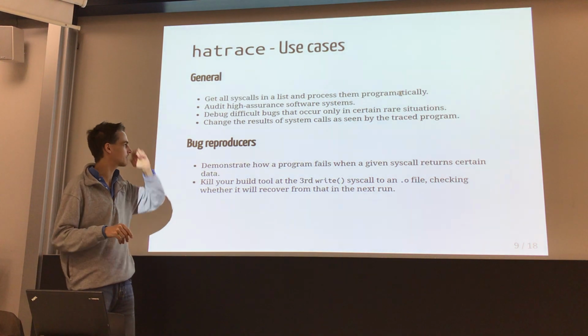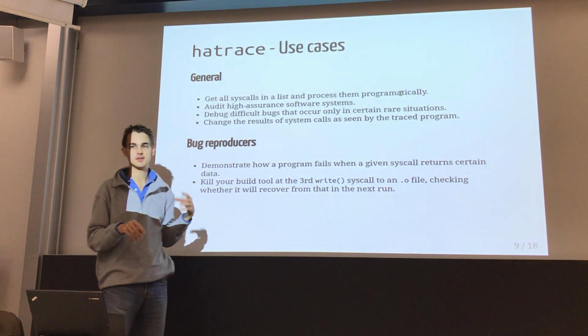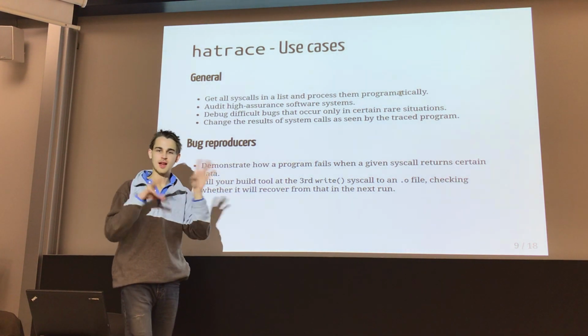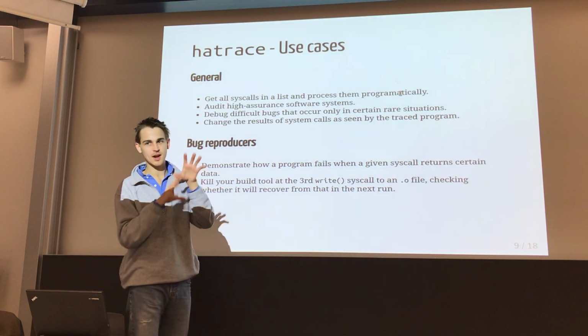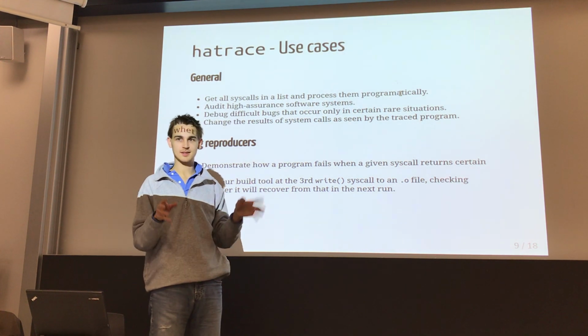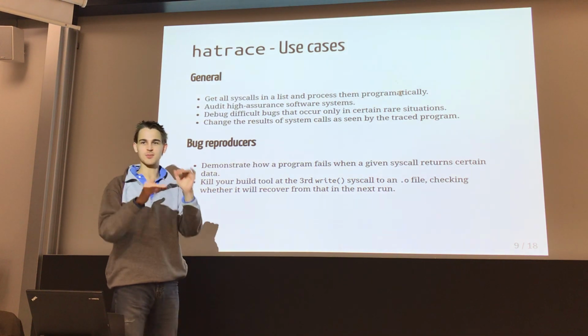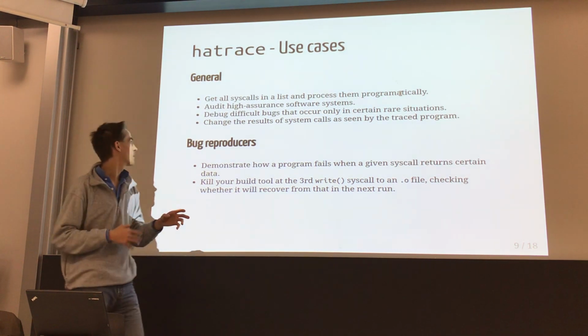You can debug difficult bugs that can only occur in certain rare situations. So this means you can say, well, run this thing forever, but only when this one specific thing happens. Let's say only when the microsecond is divisible by 3 or something like this. Then stop the program when something bad happens.